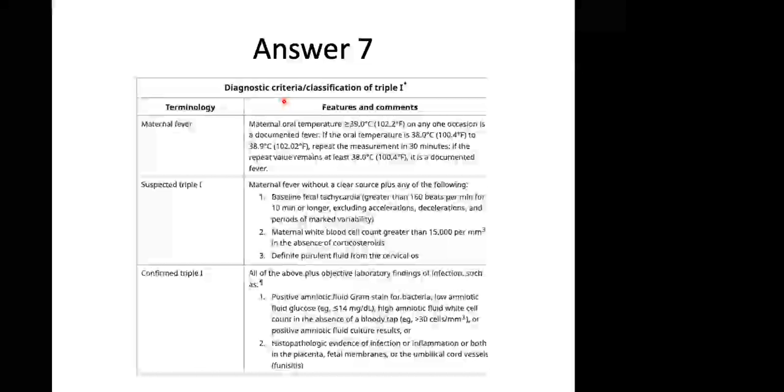There are 2 definitions here: suspected triple I and confirmed triple I. Suspected triple I, what are the choices? We had A, B, C: fetal tachycardia, maternal TLC high, and definitive purulent fluid. The 4th choice was a category of confirmed triple I, where we have biochemical or histopathologic evidence of inflammation or infection, either in the placenta or membranes or amniotic fluid. So when you have positive biochemical or histopathologic evidence of inflammation intrauterine, then you diagnose it as confirmed triple I rather than suspected triple I.